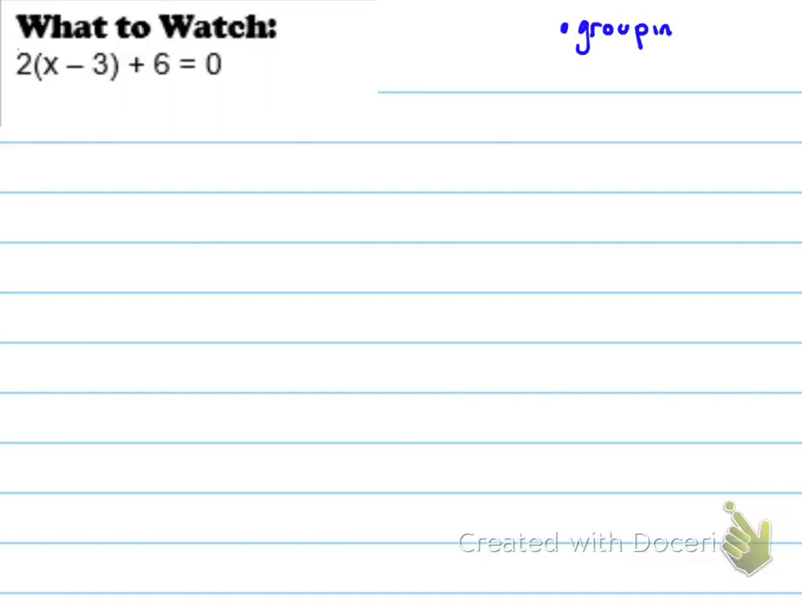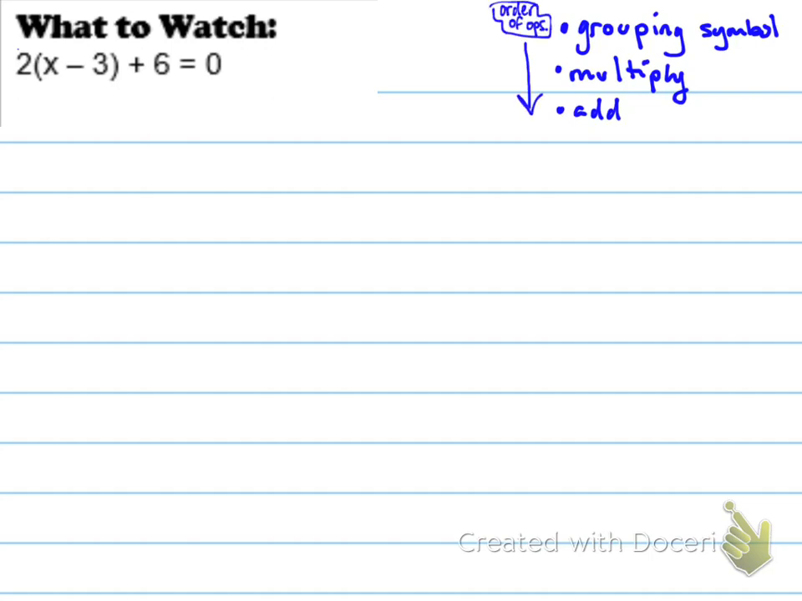So, order of operations. Typically, we take care of the grouping symbols first, then multiply, then do an addition. So that's the order of operations. When solving, we're going to work those in reverse. So we have to undo what we've done. So we have to unadd first, and then we're going to unmultiply, and then we're going to undo the grouping symbol.